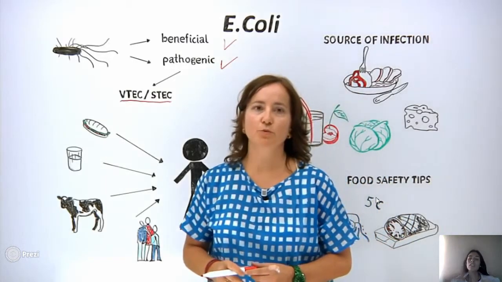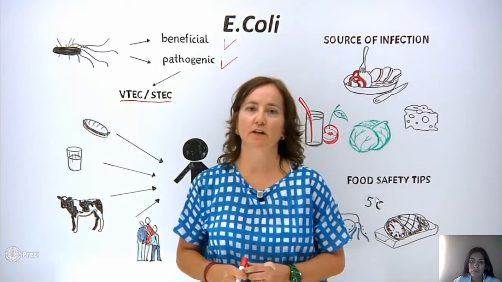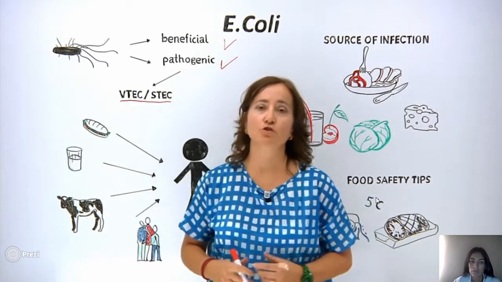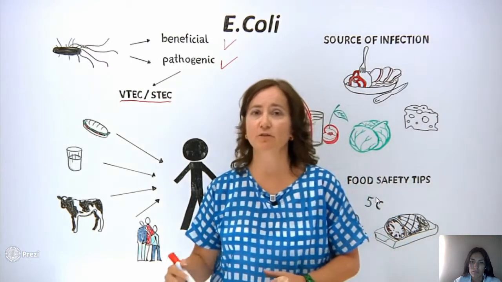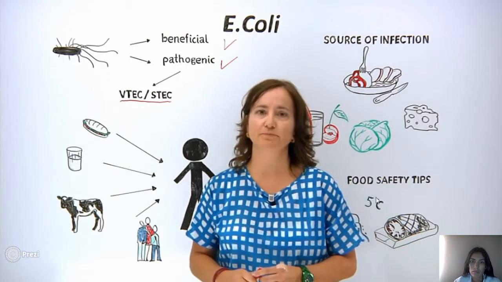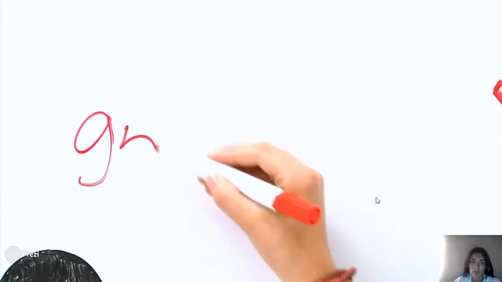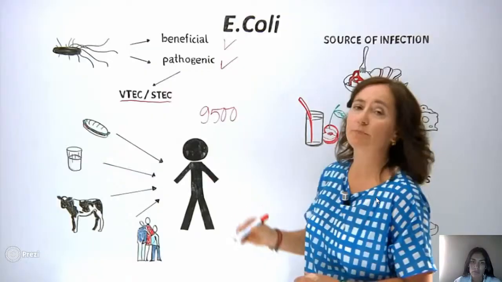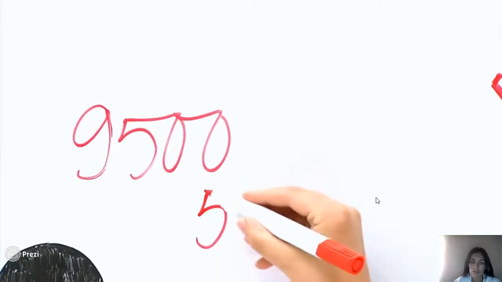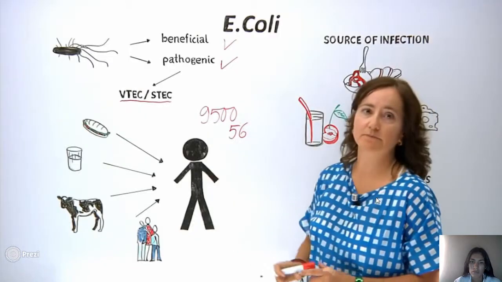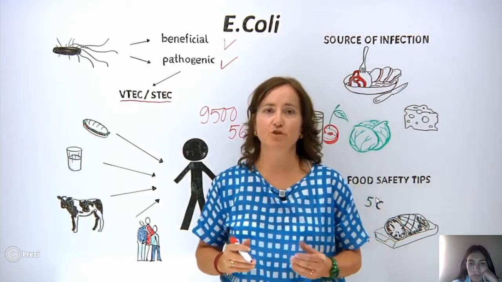Infection in humans with VTEC usually leads to mild to bloody diarrhea. However, more severe complications can also occur, which may potentially even lead to kidney failure. In 2011, 9,500 human cases were reported in the European Union, of which 56 were deaths. 2011, however, was an exceptional year.